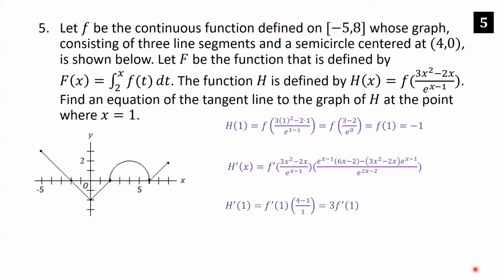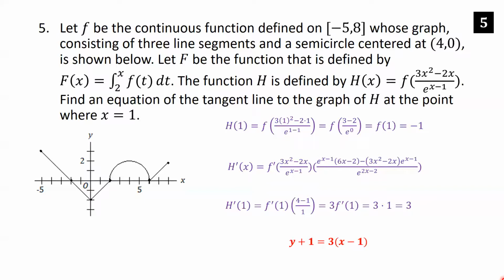So f prime of 1, if we look at the graph, the slope at 1 is 1, right? Rise over run. You can think of it as up 2 over 2, which is 2 over 2 or 1. Okay, so that's f prime of 1. And this 4 minus 1 is 3. So as I've said, that's 3 times 1. The slope is 1 here. Okay, so that's equal to 3.